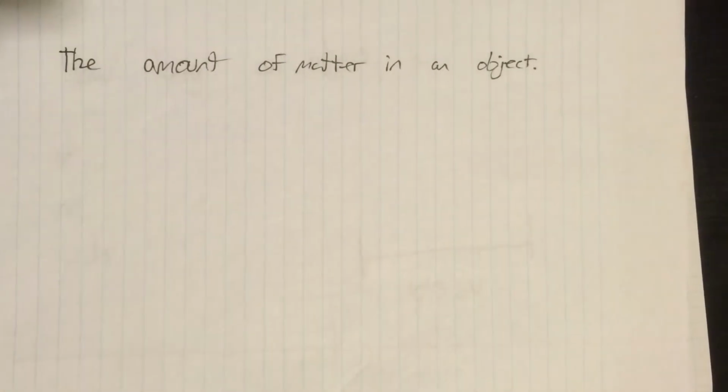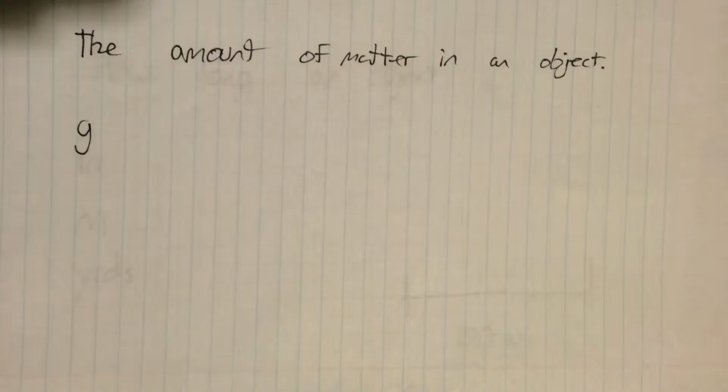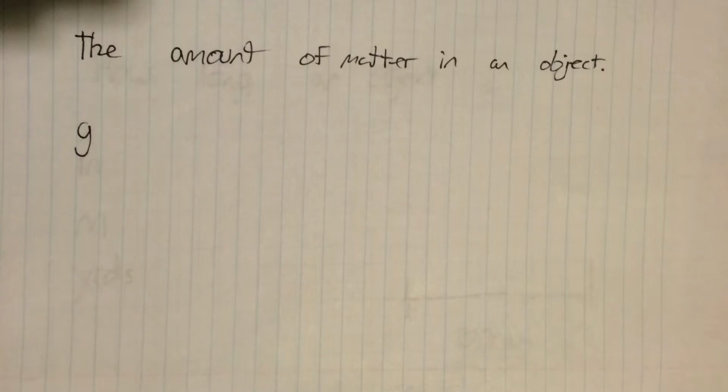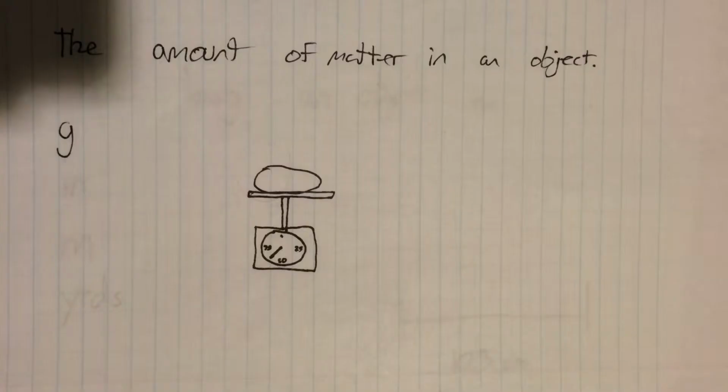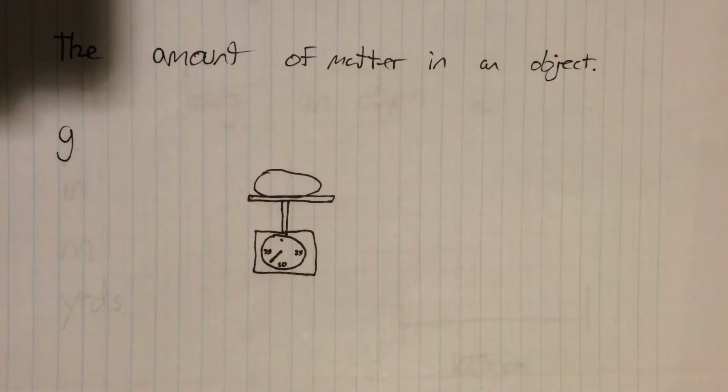What is mass? Mass is the amount of matter in an object. Mass can be measured in units such as pounds or grams. In the lab we will be using grams. To determine the mass of an object, take it over to a scale, put it on the scale, and look at the reading on the scale.